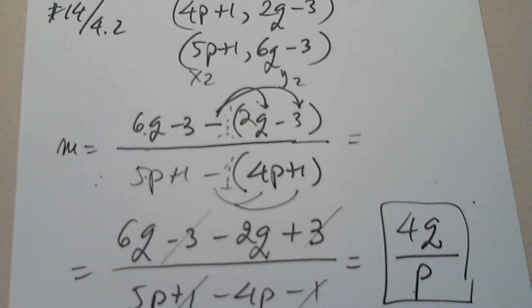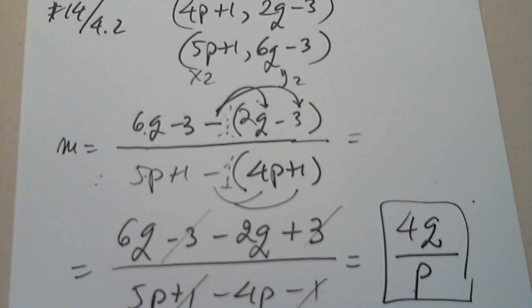Good. So we enter it as a fraction, and we have 4q divided by p. And that's it. And we simplified it, and we move on.